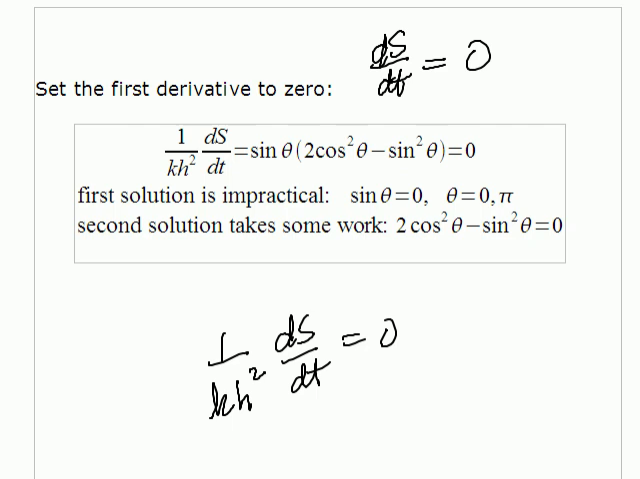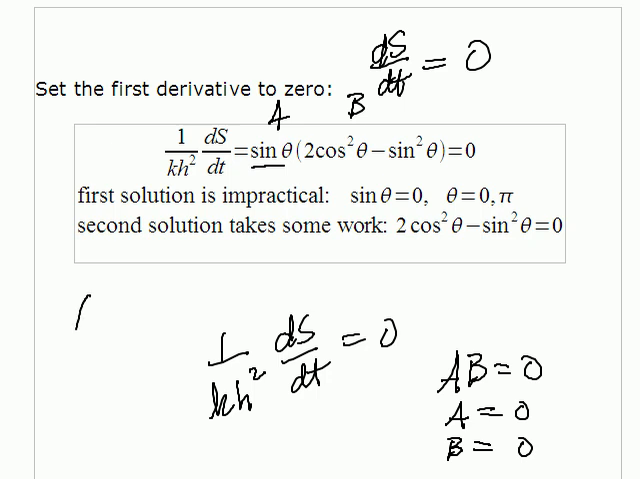Well, if you have two terms multiplying each other, like say AB equal to 0, one solution is A equals 0, that will work, and the other is B equals 0. So in this case, we'll say this is A and everything in parentheses is B. So if I set sine theta equal to 0, I get results that are not practical. For sine theta to be 0, theta either has to be 0 or it has to be pi.